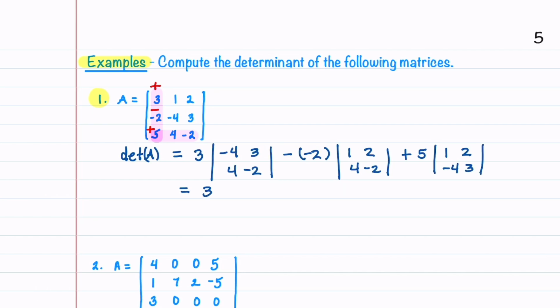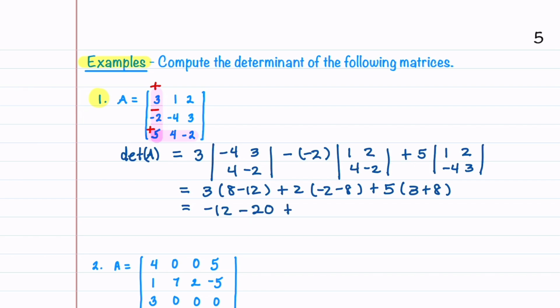This gives us 3 times (8 minus 12), plus 2 times (-2 minus 8), and then plus 5 times (3 plus 8). This is -12, -20, plus 55, and when you add all those up, you end up with an answer of 23.